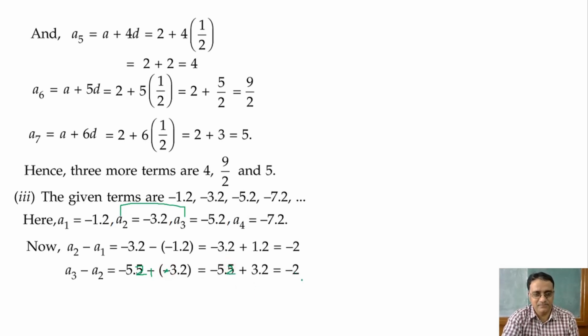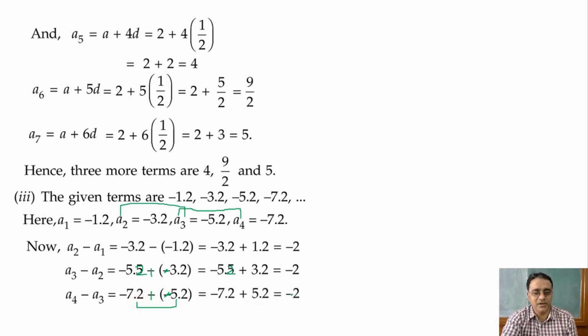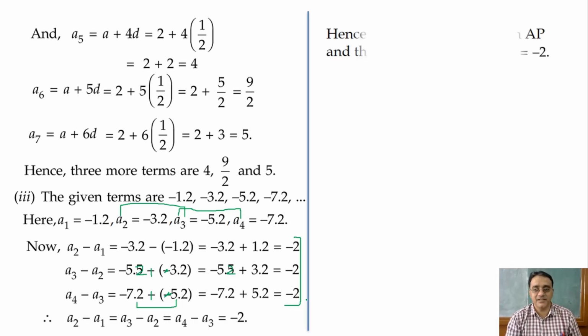minus 2. Okay, so next one is A4 minus A3, that is minus 7.2 minus of minus 5.2. So again here plus, because of the minus it becomes plus. So here also we are getting minus 2. That means all the differences between each consecutive terms are the same. So hence it will form an AP and the common difference is minus 2.